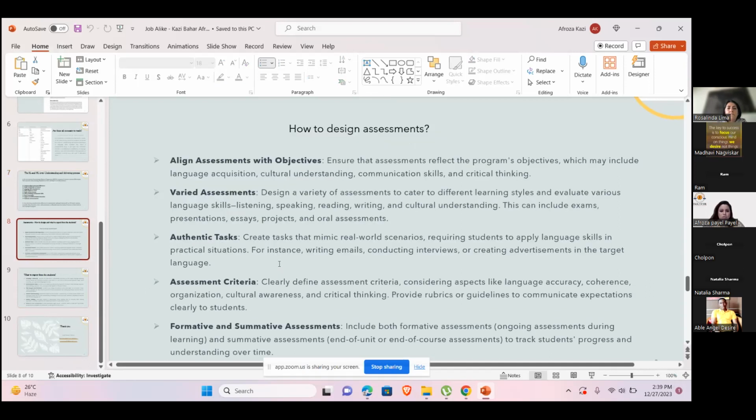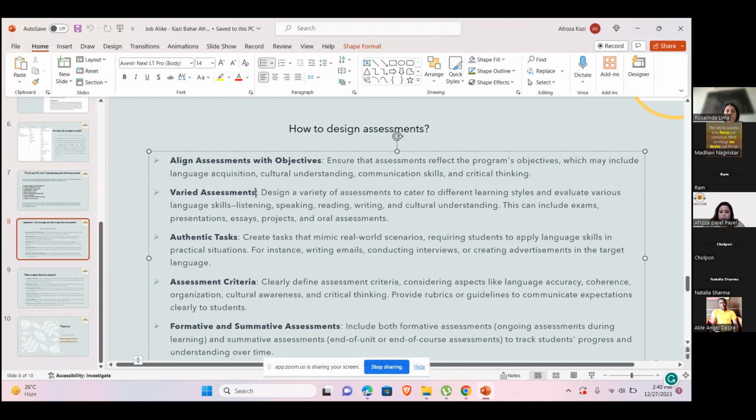Absolutely. I'm moving on to the next one. As I'm going to share my presentation with you all in PDF form, I believe that you all can check, and if there is any confusion, always get back to me. So number one is how to design assessments. I have mentioned a few points according to my practice, that align assessment with objectives. This is very important, and ensure that the assessments reflect the program's objectives. We can always refer back to the guidebook that we have with us. PRC is another place where we can always go back and forth for our clarification.